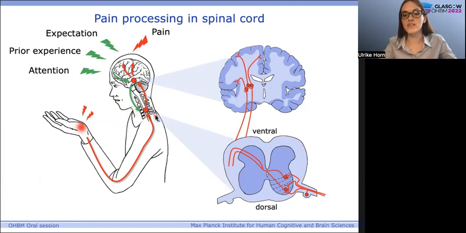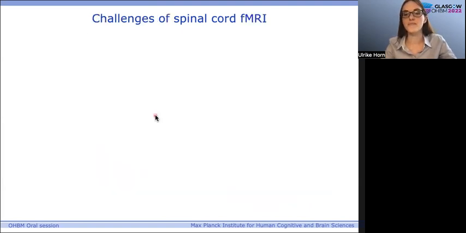But despite its importance and potential clinical relevance, our knowledge of the human spinal cord in light of pain perception is still limited. One approach to investigate spinal cord function is to use functional MRI, but this comes with several challenges, some of which I'd like to point out here.